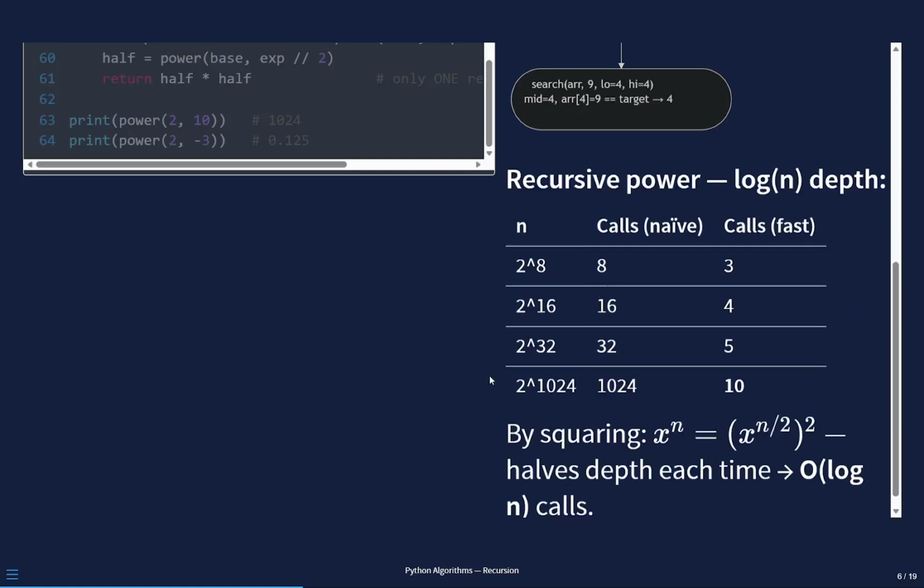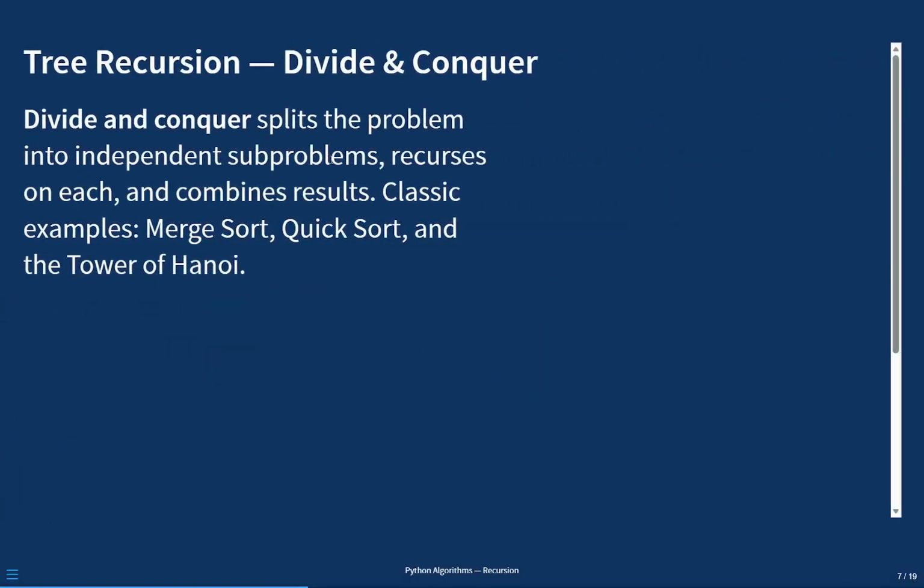Next. Divide and conquer is the most powerful application of tree recursion. Split the problem into independent subproblems, recursively solve each, and combine the results. The key word is independent. The subproblems don't overlap, which distinguishes divide and conquer from dynamic programming.